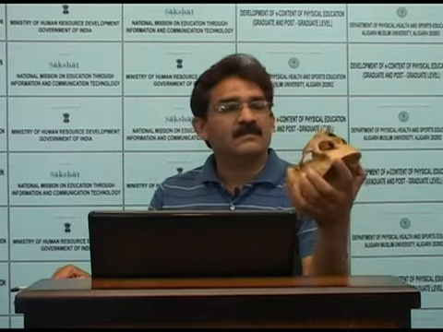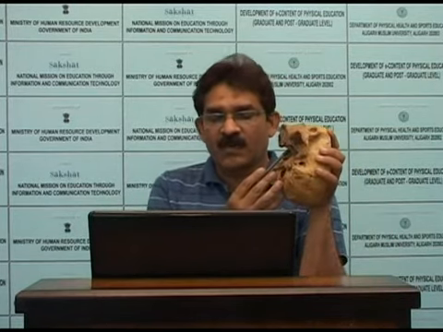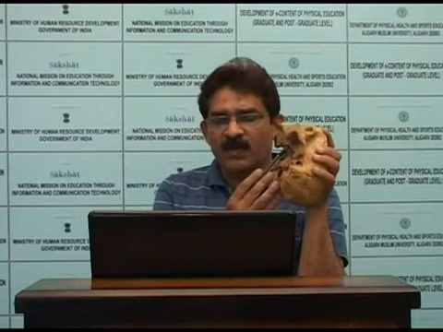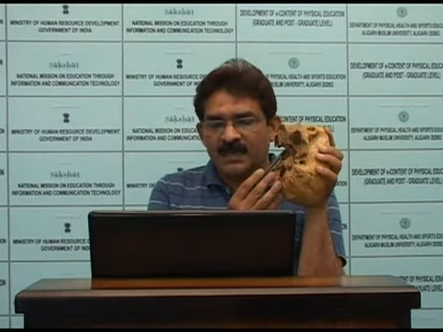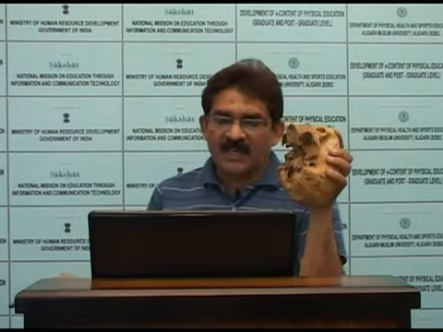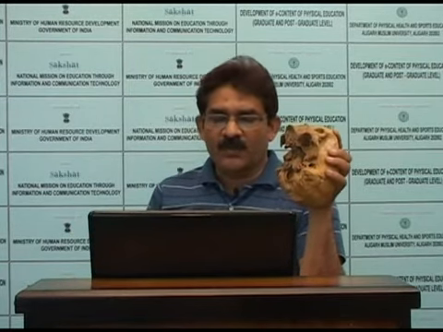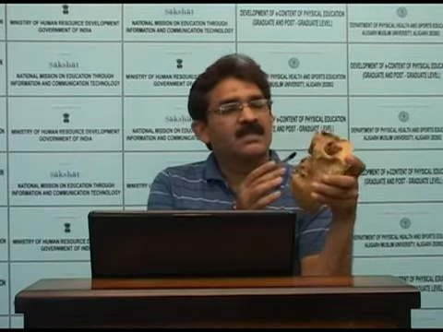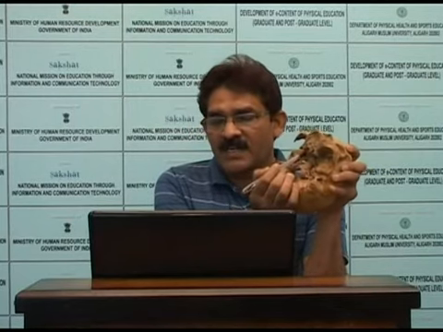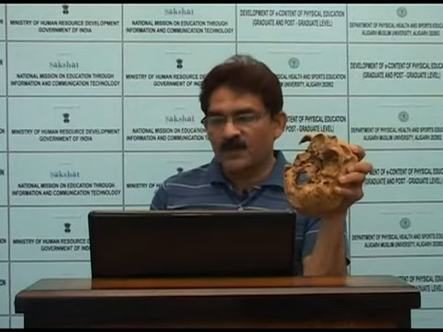Vomer is a thin, flat, unpaired bone in the middle that forms a major portion of the bony nasal septum. On either side of the vomer are two large openings, the choanae, the posterior nasal apertures. These are the posterior nasal apertures on the posterior side.